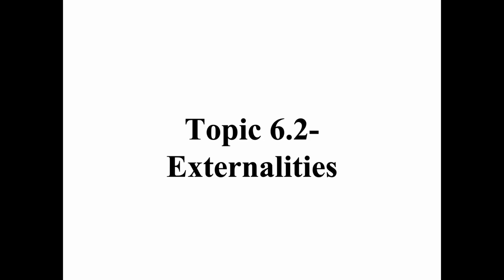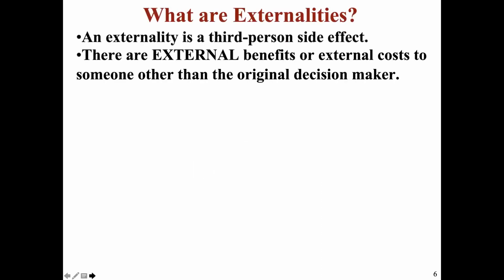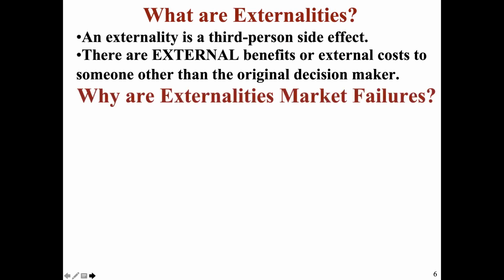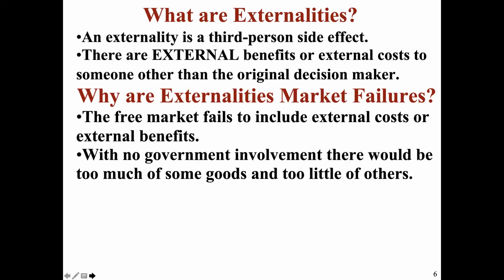Let's do some econ. This is micro topic 6.2, externalities. Externalities are third-person side effects. They are called externalities because they're external benefits or external costs enjoyed or incurred by people outside of that market. When there are externalities, the market's failing because all the supply and demand analysis we've done included costs and benefits to the people who are voluntarily entering that transaction. If there's an externality, then people outside of that market have costs that they're paying or benefits that they're enjoying, and that's not accounted for by the free market.